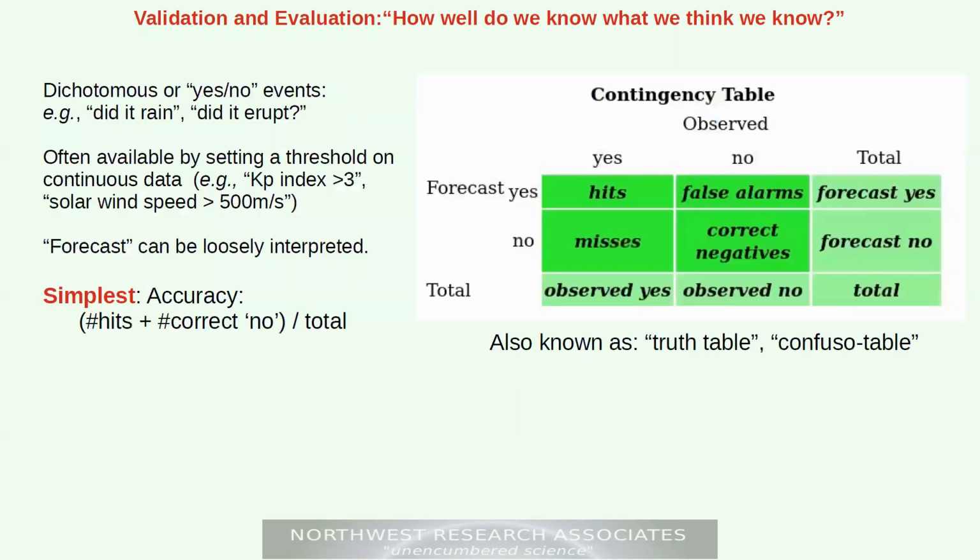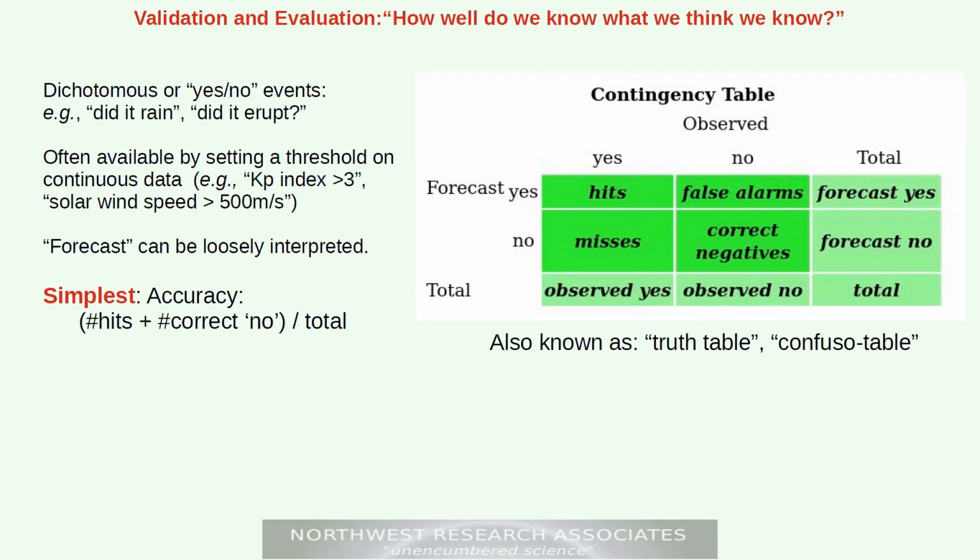Looks kind of matches. There's also dichotomous or yes, no event type of evaluations. Did it rain? Did it erupt? Yes, no. These are often provided by taking a continuous data set, setting a threshold and saying, okay, did we get to a particular TEC above a certain amount or something like that. So forecast in these contexts can be really loosely interpreted. The simplest, for example, is just how well did we do? How many did we get right out of the whole thing?